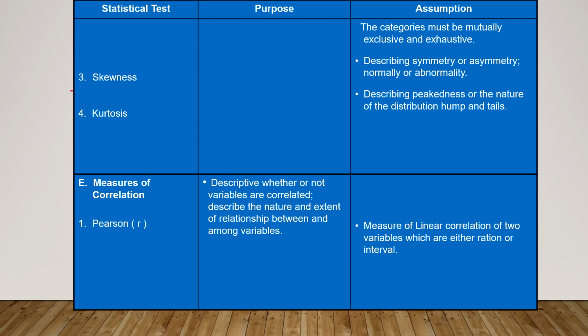The fifth statistical test we have, number one, is the Pearson R. The purpose: descriptive, whether or not variables are correlated, describe the nature and extent of relationship between and among variables. The assumption for the Pearson R: measure of linear correlation of two variables which are either ratio or interval.